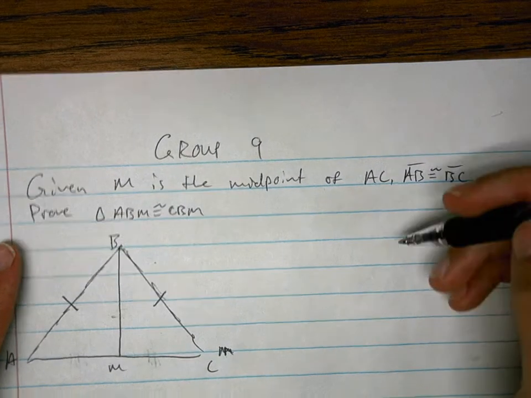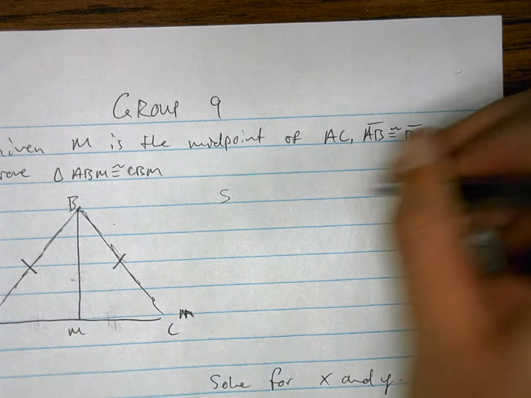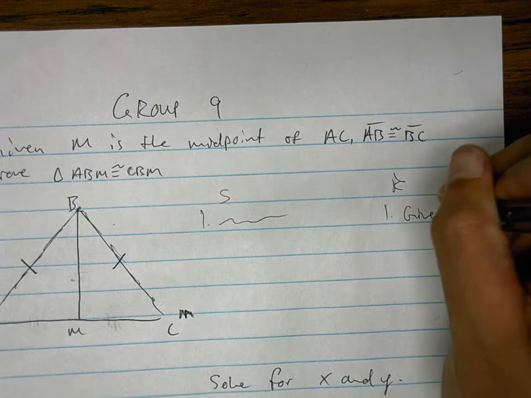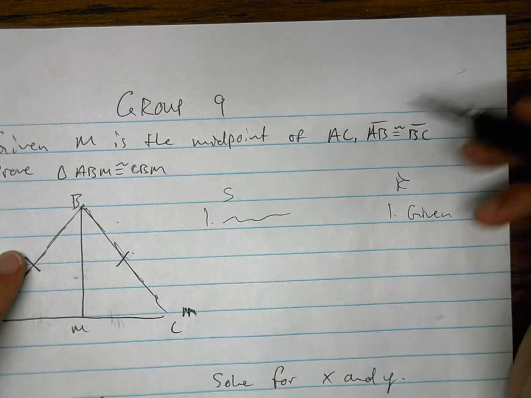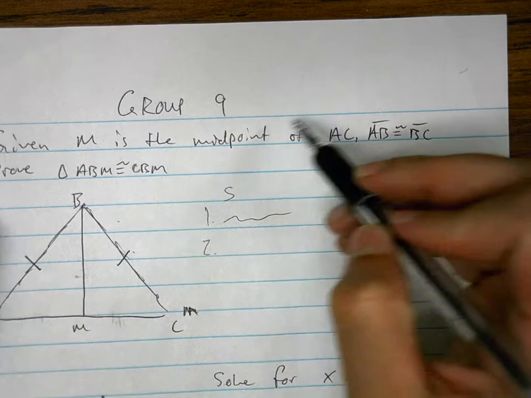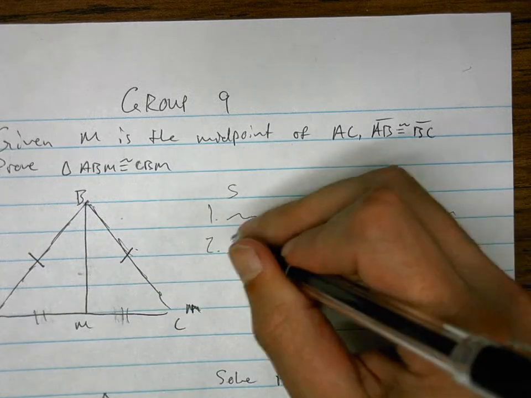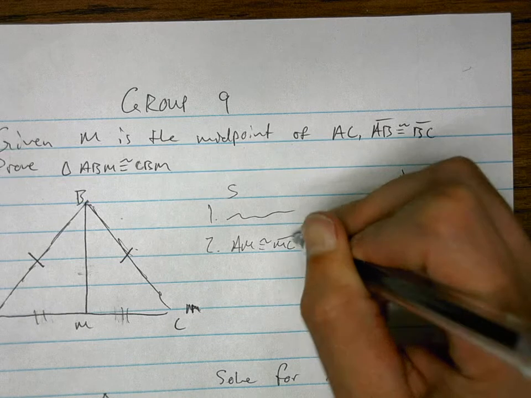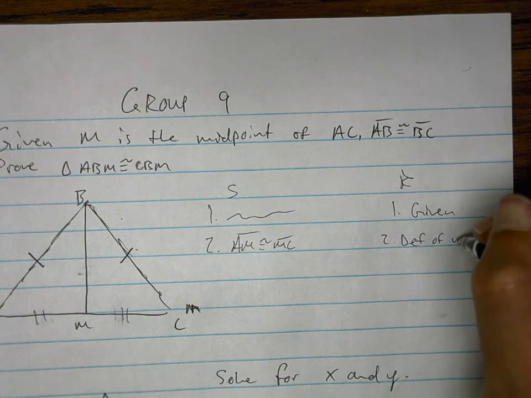Okay, so we're doing a proof. So statement, reason, 1, given. So we get to mark AB congruent to BC. That's marked for us. Next, we have M is the midpoint. If it's a midpoint, then that means it's equal on both sides. So we're going to say that AM is congruent to MC by the definition of midpoint.